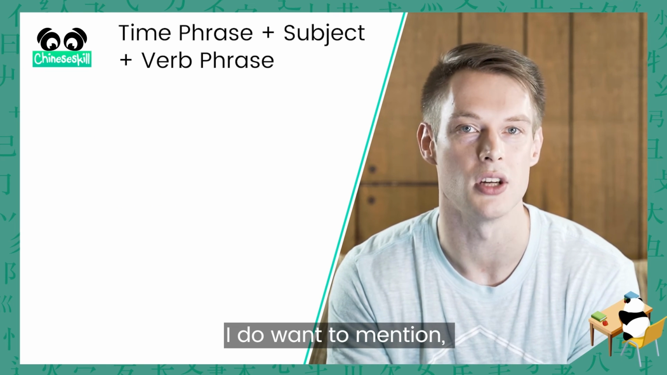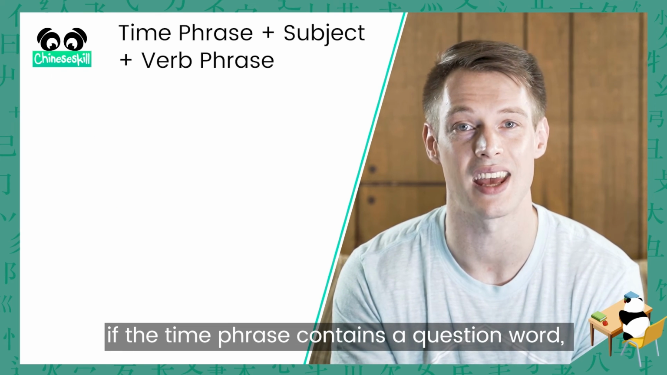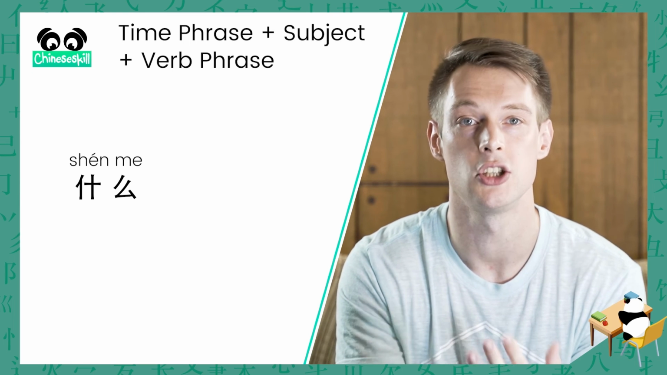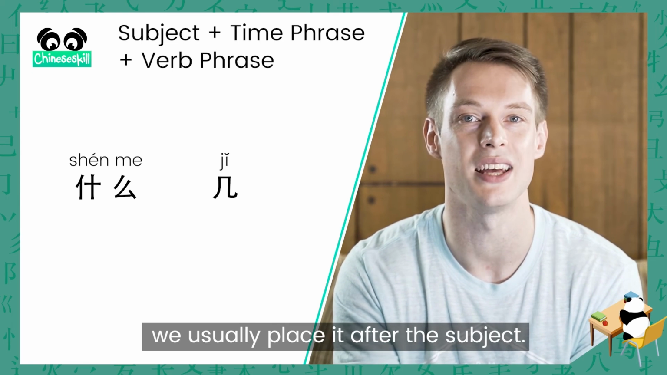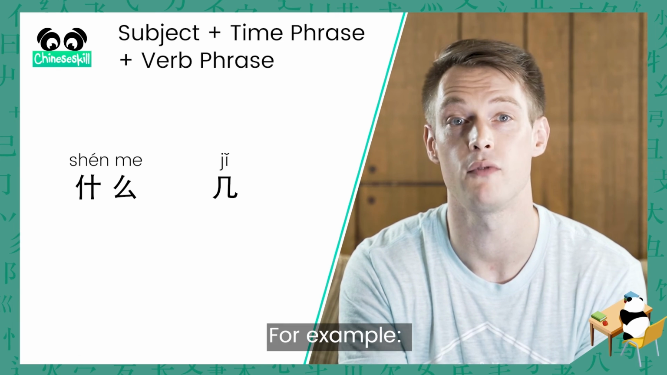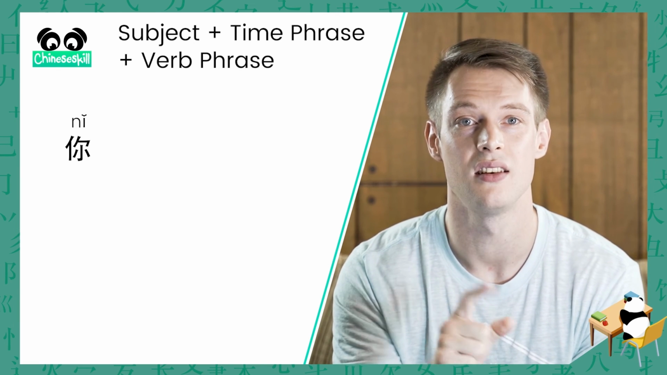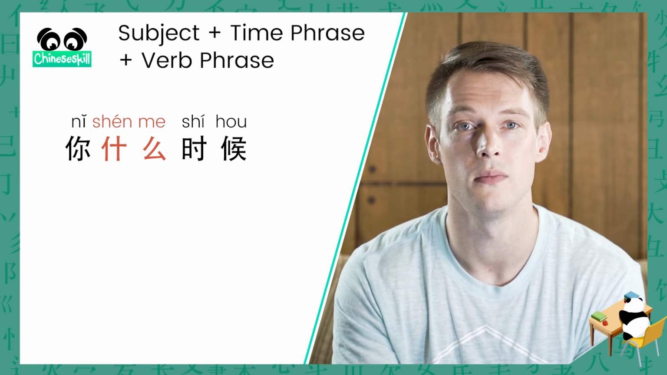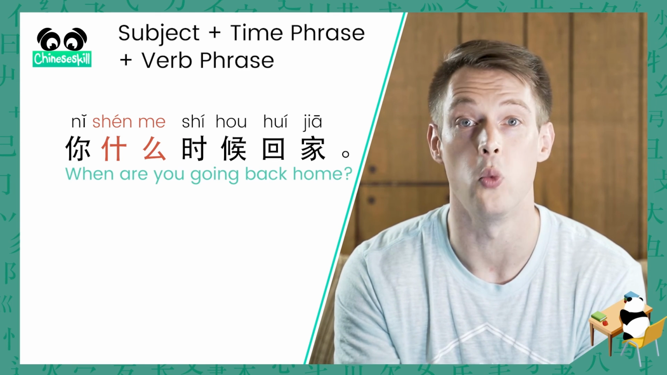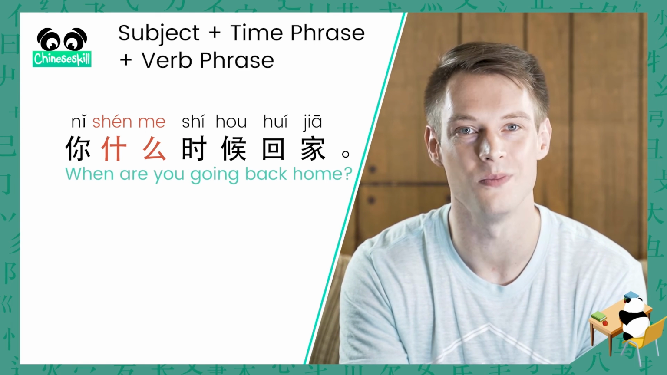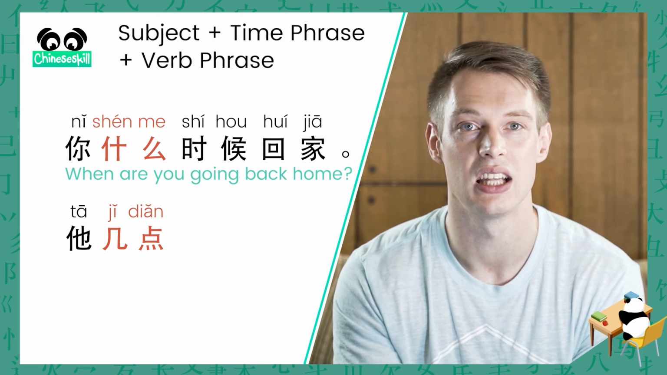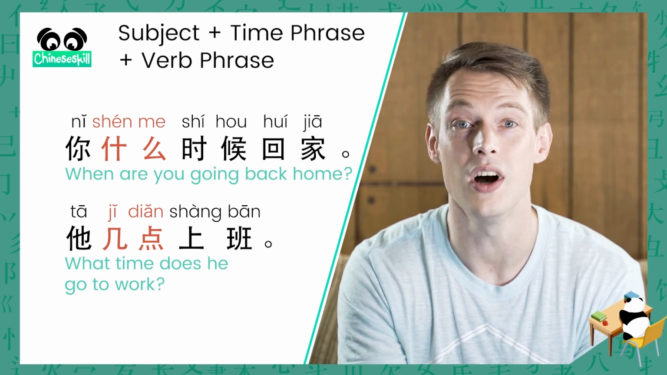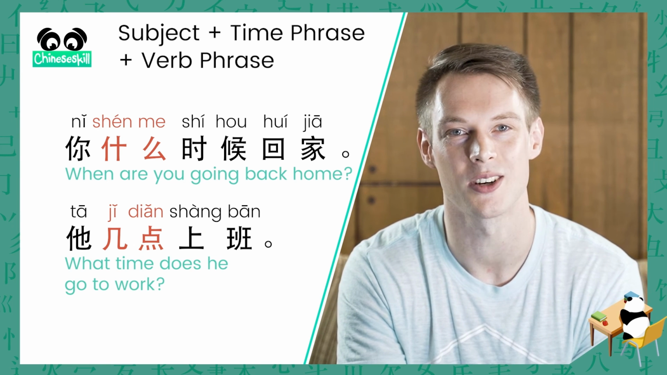I do want to mention, if the time phrase contains a question word, like 什么 or 几, we usually place it after the subject. For example, 你什么时候回家? When are you going back home? Or 他几点上班? What time does he go to work?